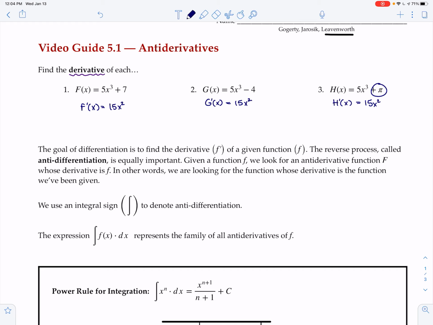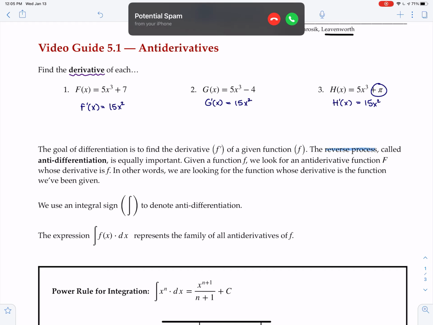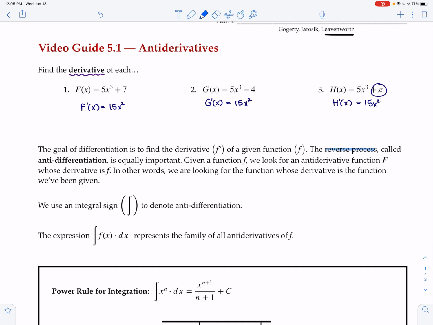And you can see the notes here. I'm not going to read them to you per se, but I am going to highlight a few things that are important to look at. So the goal of differentiation is to find the derivative of a function. We are focusing on the reverse process. We are given a function f, and we are looking for capital F. We usually use the capital letter to note an antiderivative, whose derivative is the original problem.